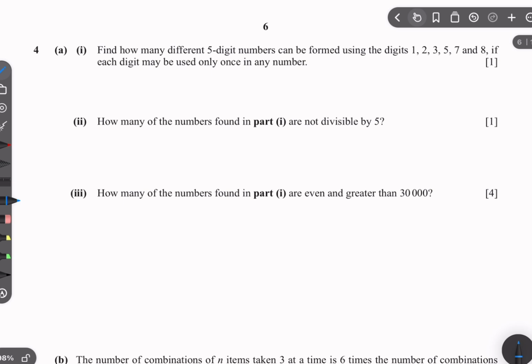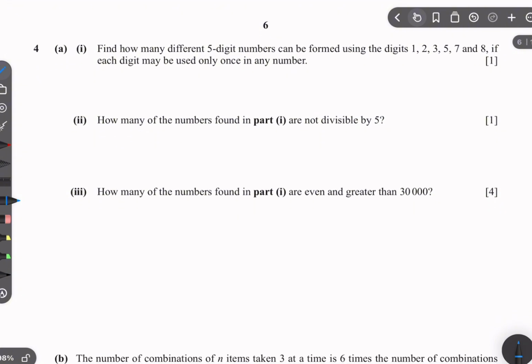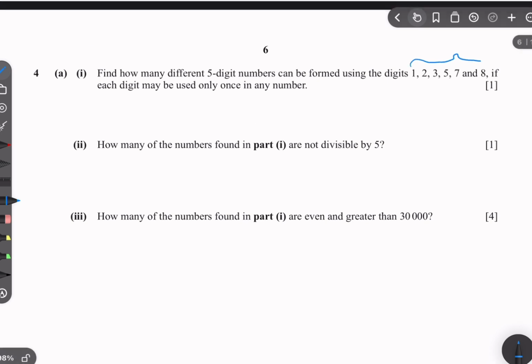Part 4. Find how many different 5-digit numbers can be formed using these digits if each digit may be used only once in any number. Okay, so we have 6 digits. And there's only 5 slots available because it has to be a 5-digit number. Therefore, it will be 6P5, because the order of the numbers matters since we are finding numbers. So it will be permutation and not combination. So it will be 720.